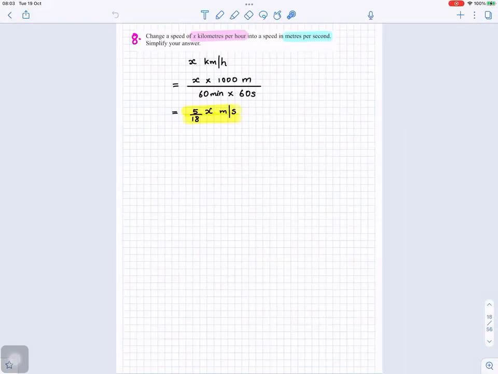Question number 8. Change a speed of x kilometers per hour into a speed in meters per second. Simplify your answer. x kilometers per hour. We multiply by 1,000 because 1,000 meters is equal to 1 kilometer. We change the hours: we divide by 60 and by 60. So it gives you 1,000 meters divided by 60 times 60, which gives you 5/18 x meters per second.